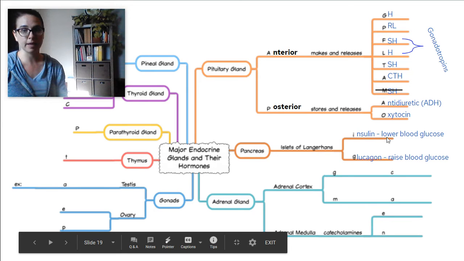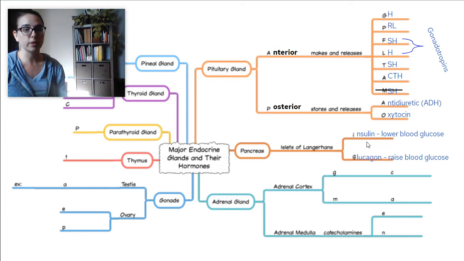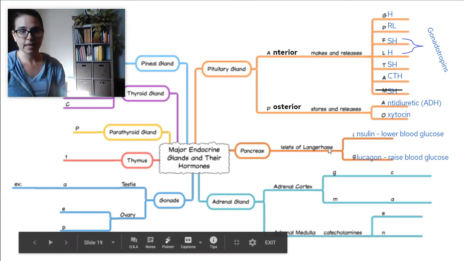People who suffer from diabetes mellitus have issues with the insulin. Diabetes 1 and 2 are caused by different things. We don't need to get into that yet.